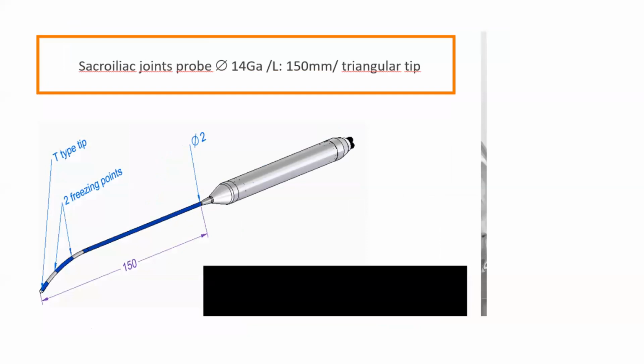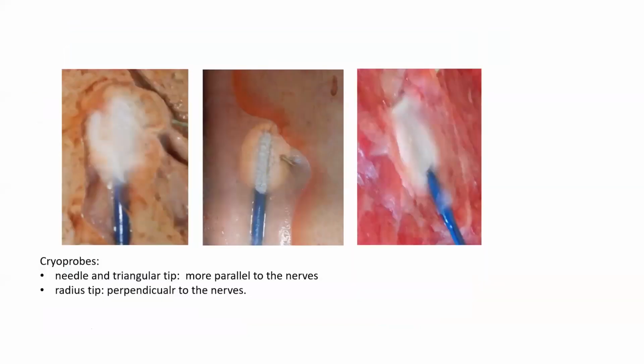This is for the SI joint. They have a specific probe. It's usually 15 centimeters long, 14 gauge, and has 2 freezing points. So with the cryo probes, for the needle and triangular tip, you better be more parallel to the nerves, while with the radius tip, you can be perpendicular to the nerve since it projects outwards.